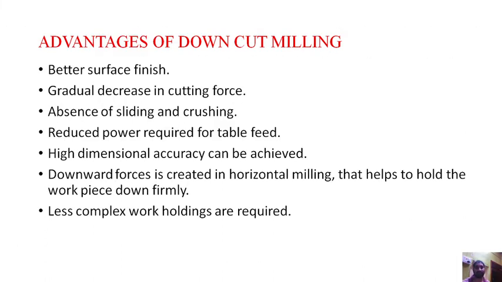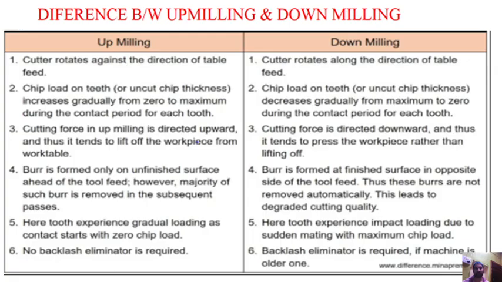The advantages of down milling: better surface finish, gradual decrease in cutting force, absence of sliding and crushing, reduced power required for table feed, and high dimensional accuracy can be achieved. Downward forces are created in horizontal milling that help to hold the workpiece down firmly. Less complex work holdings are required. Next, the difference between up milling and down milling.